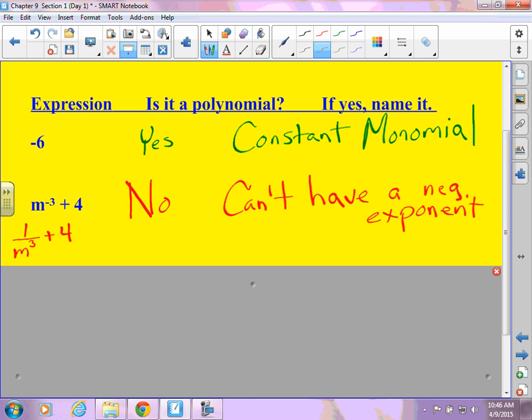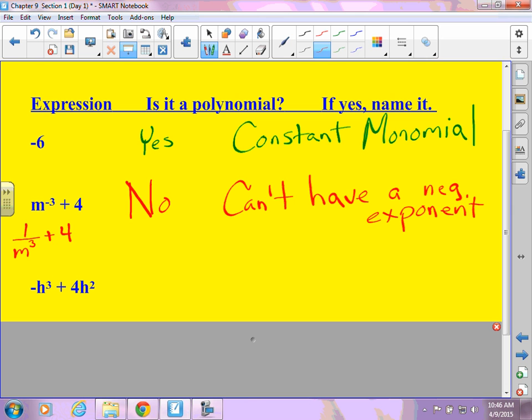All right, let's keep going. What about this one? Do you think this is a polynomial? Does it have a negative exponent? It does not have a negative exponent. It just happens to have a negative h. So yes, it is a polynomial. What's its first name? It is going to be cubic. How many terms? 2. So I call it a binomial. Yep. Again, terms are separated by addition and subtraction symbols.